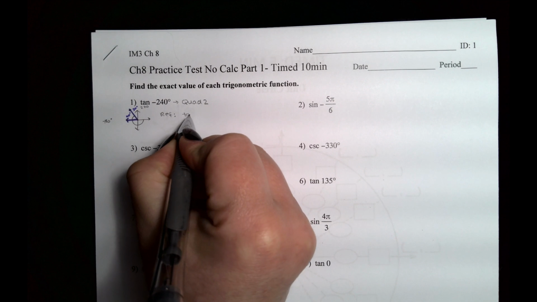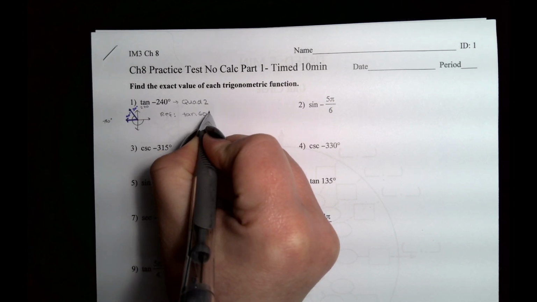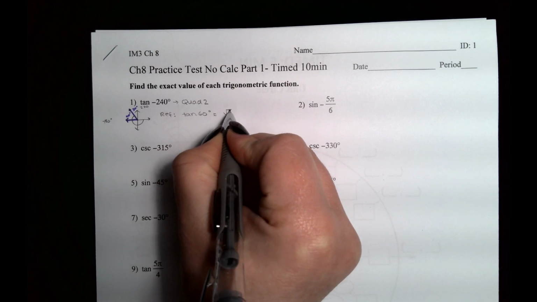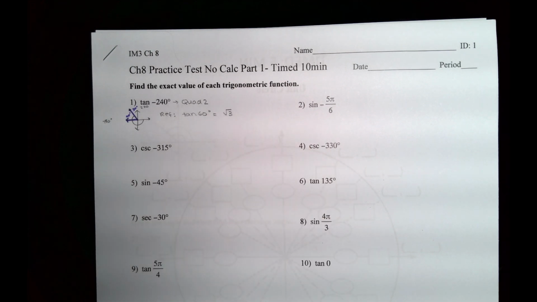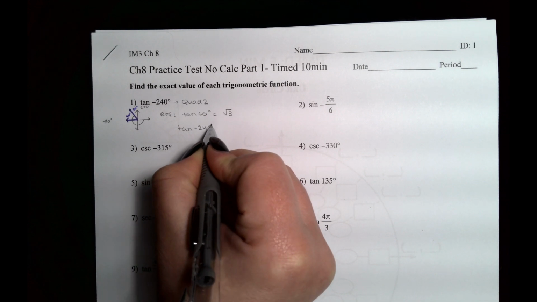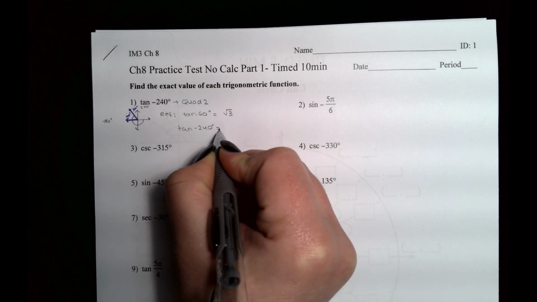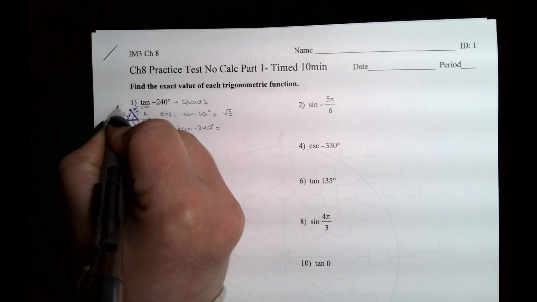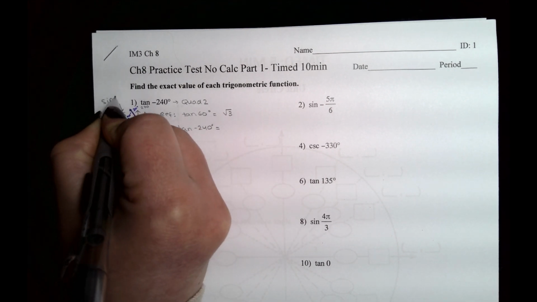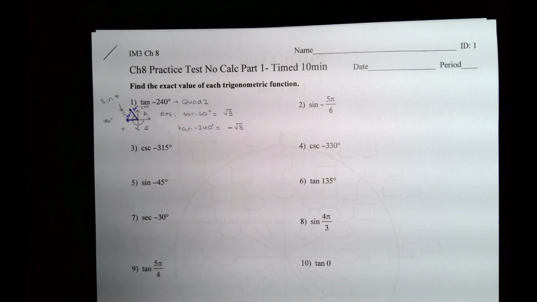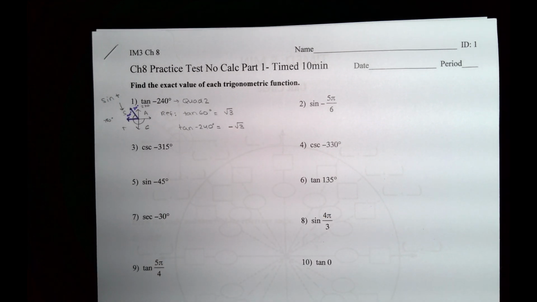Reference angle, so we want to find out what tangent of 60 degrees is. Tangent of 60 degrees is root 3. So in quadrant 2, tangent of negative 240 degrees is going to be, all students take calculus. That means sine is the only function that's positive. That means tangent is going to be negative. So your answer is negative square root of 3.